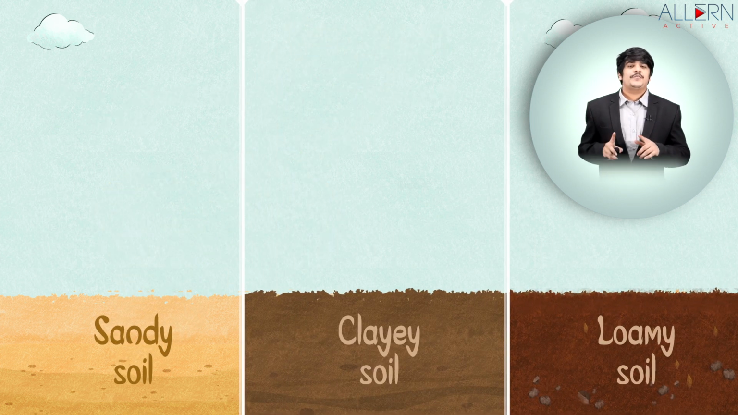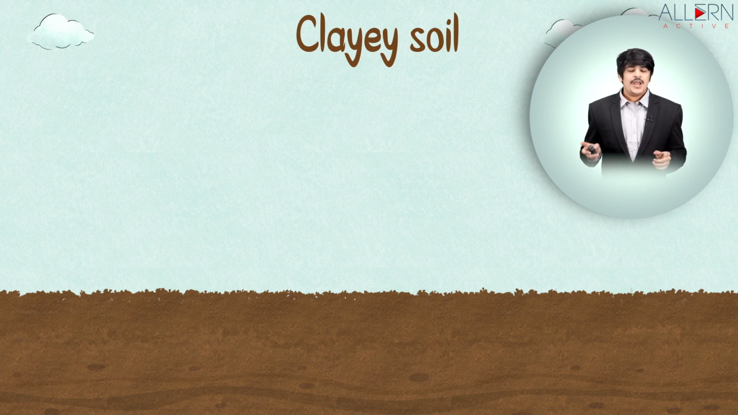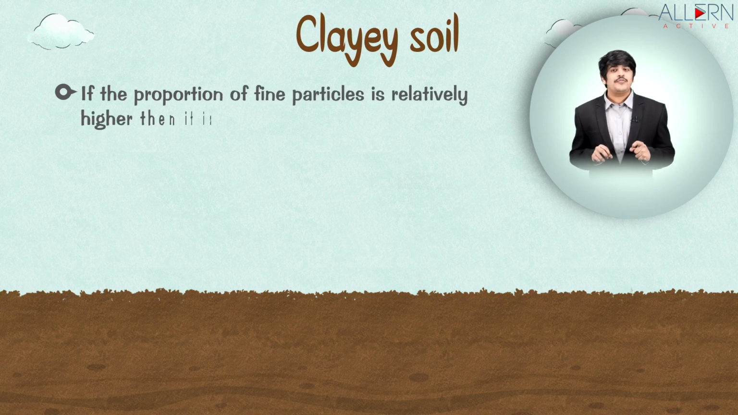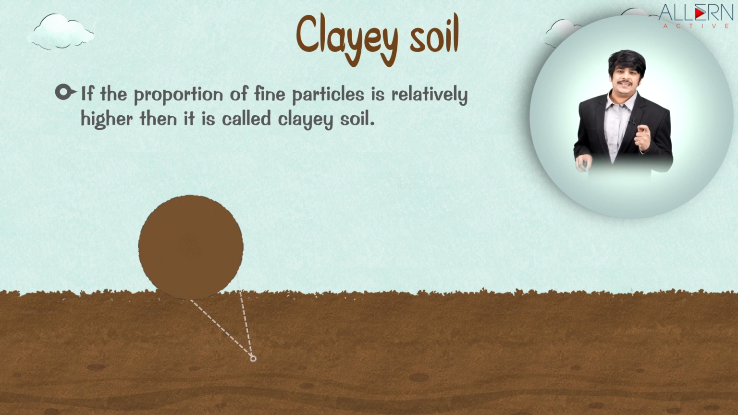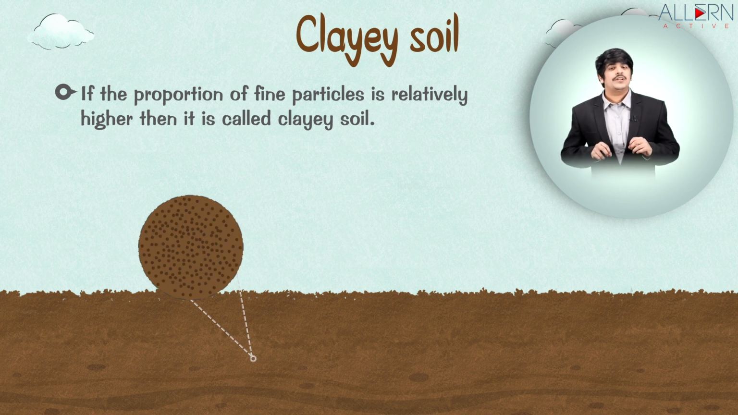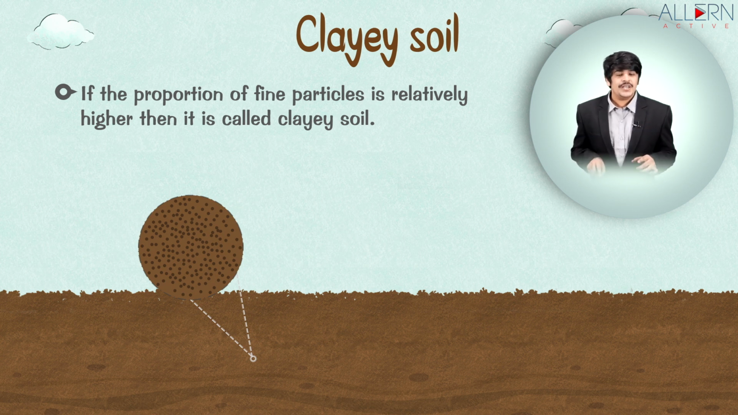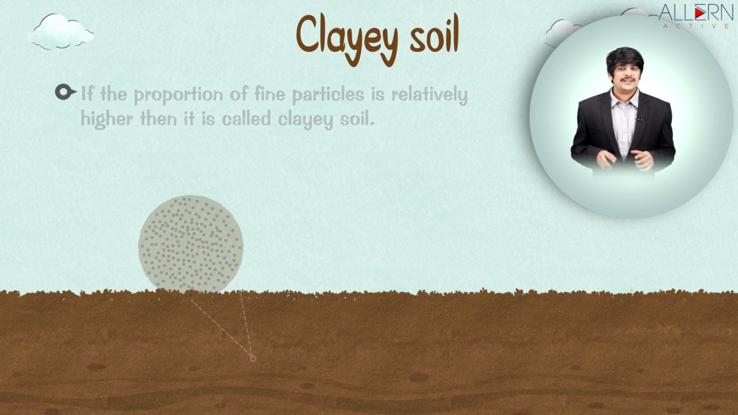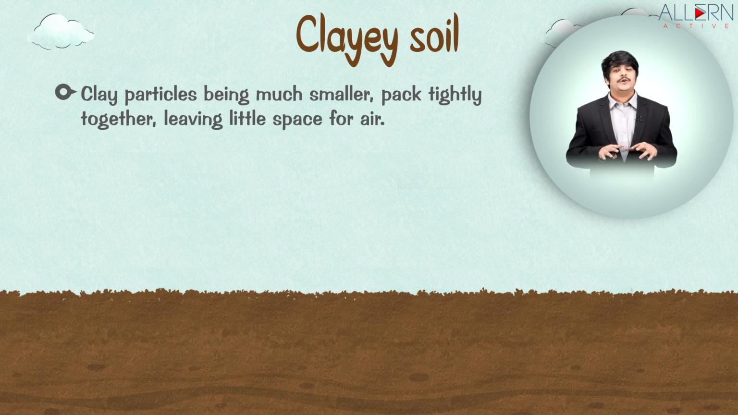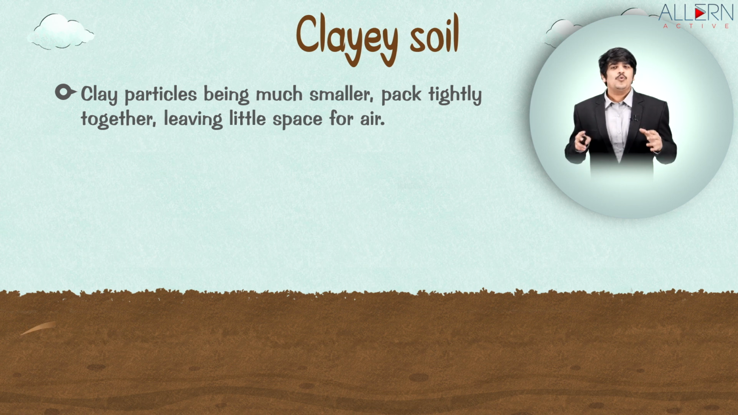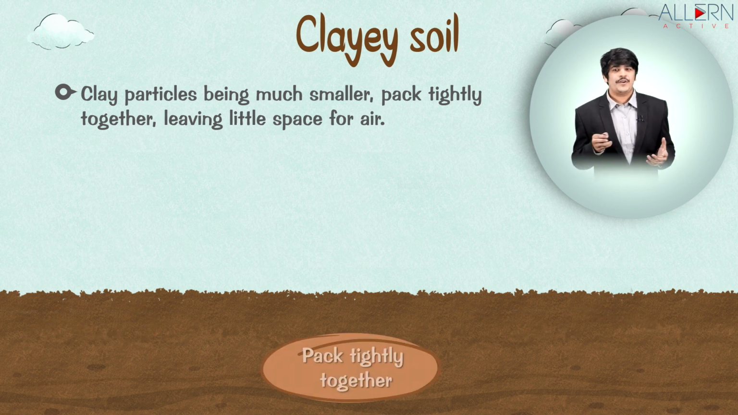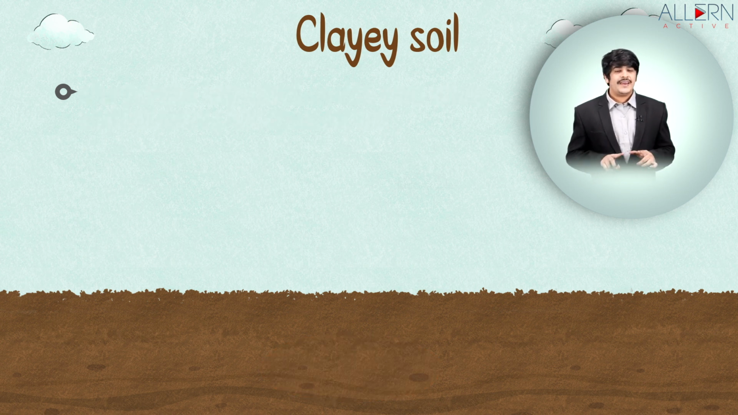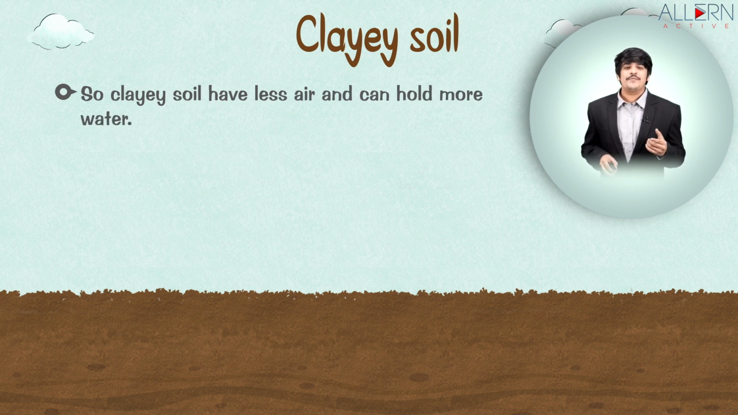The next kind of soil that we are going to discuss in detail is called clay soil. About clay soil, what should I know? If the proportion of fine particles is relatively higher, then it is called clay soil. So in sandy soil, the larger particles were present in the highest amount. And here, the smallest particles are going to be present in the largest amount. So if the proportion of smaller particles is large, then in that particular case, it is called clay soil. Clay particles are much, much smaller, and because of that, they are packed tightly together, which means there is hardly going to be any available space for air. Because of that, the soil is going to have less air, and the same soil is going to hold more and more water.